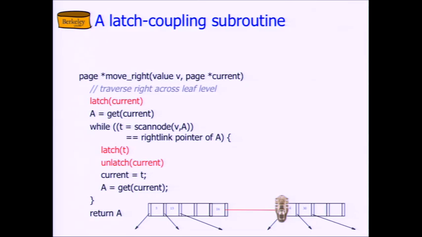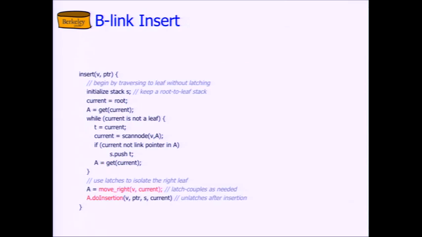That's pretty easy. Here's the basics of insertion. You begin by traversing to the leaf without latching. So you're just going to do a typical lookup. But while we're doing it, we're going to keep a stack of where we came from. Because after all, remember, we might have to split back up the tree. It's a B tree. So we're going to build a stack as we go down.